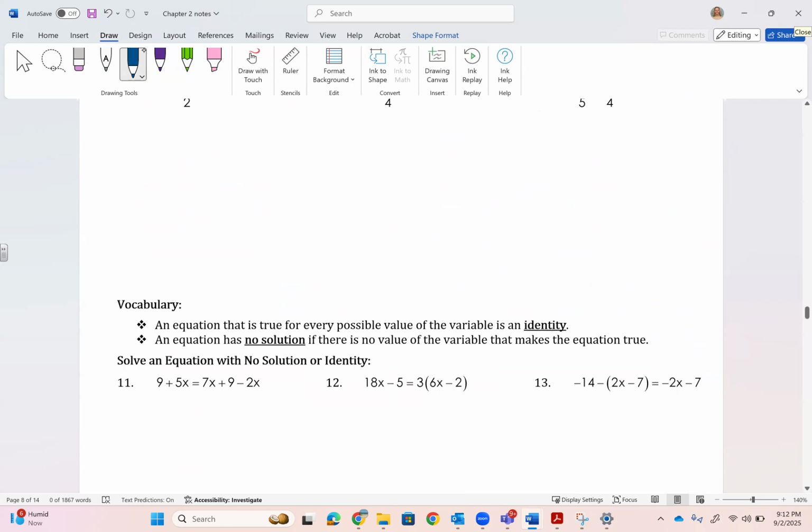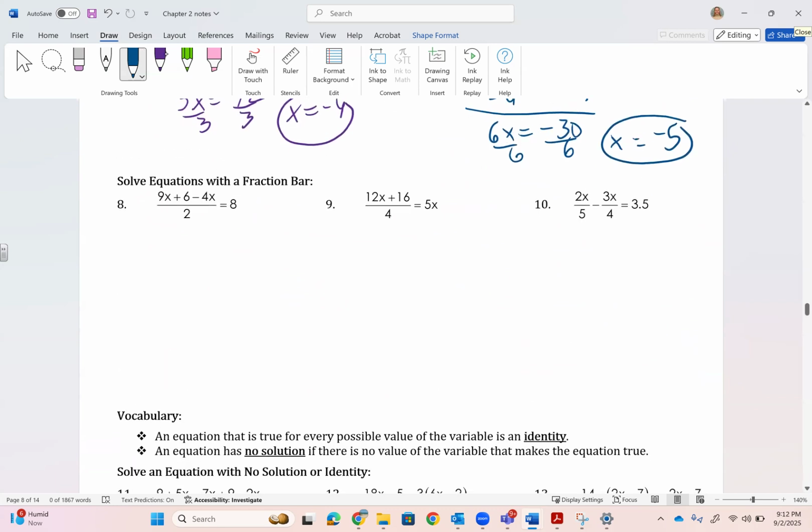If you've got a fraction bar in it, two more sections. The way that you do this is you can multiply both sides by 2, because dividing by 2, the opposite is multiplying both sides by 2. It cancels out or distributes. We're going to cancel it out. You get 9x plus 6 minus 4x is equal to 16.